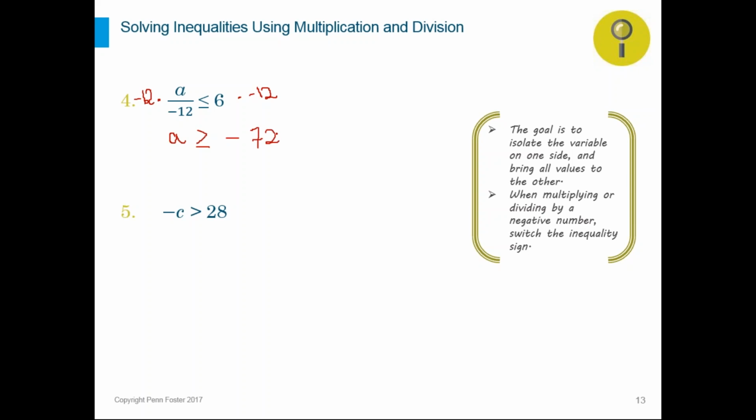Last one, negative C is greater than 28. Now, this is similar to what we have been doing so far. I just wanted to bring up this question because a negative C is a weird expression. It's usually confusing when we have an integer in front of the C. This is really negative 1C greater than 28. We know what to do. Divide over a negative 1, switch the sign right away, and that will become C less than negative 28. That's it. Questions?